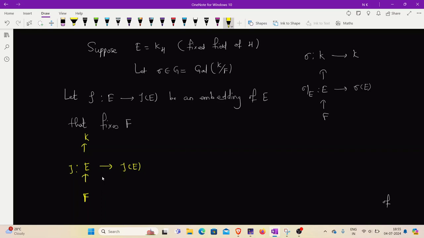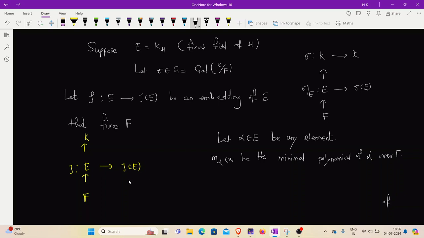The first point, which is easy to understand, is that tau of E is actually contained in K, that is, it is a subset of K. So let's try to establish that fact. For that, I will take one element from E. Let alpha belong to E, and let m_alpha(x) be the minimal polynomial of alpha over F, right?